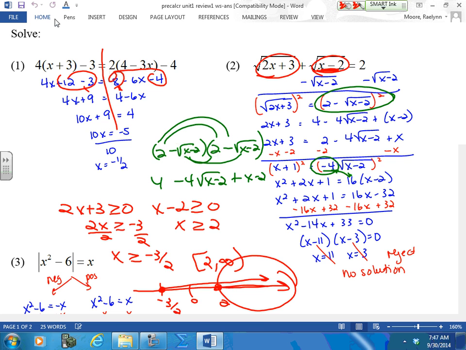Both of these values were in your restricted domain, but you still have to check to make sure they work with the radicals. Absolute values and radicals you have to check, because you manipulate those, you square those. When you're squaring something that has a negative in front of it, chances are something's going to go wrong. So remember your restricted domains. Radicals have to be positive or 0 in this case. Questions? No?